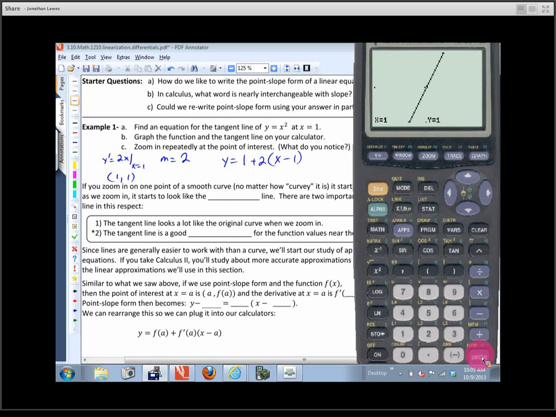Okay, did you see anything change? Barely, right? And if I hit it one more time, there's the parabola. Take a good look. What happened here? What's the only difference between the graph of the parabola and the graph of the tangent line?